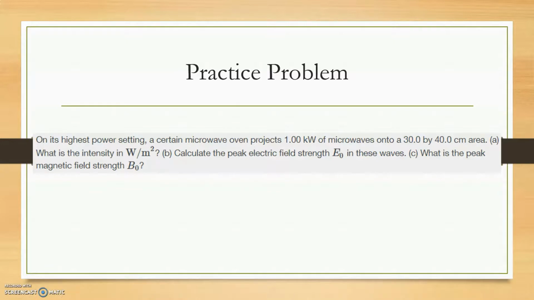So we're gonna quickly look at a practice problem I got from the book, actually. So it's pretty simple, but it says here on its highest setting, a certain microwave oven projects 1 kilowatt of microwaves onto a 30 by 40 centimeter area. So part A is asking what is the intensity in watts per meter squared. Part B is asking to calculate the peak electric field strength E in these waves, and C is asking what is the peak magnetic field strength B.